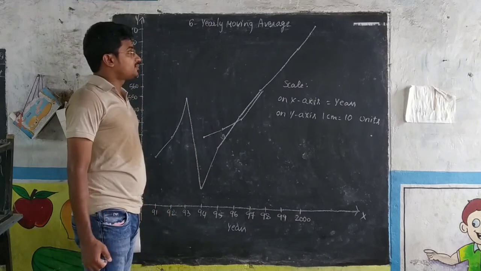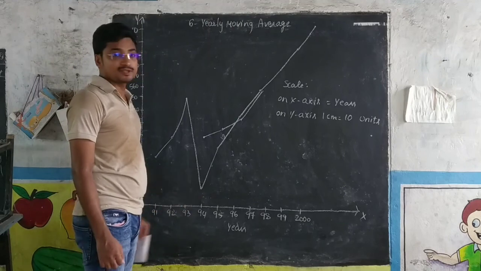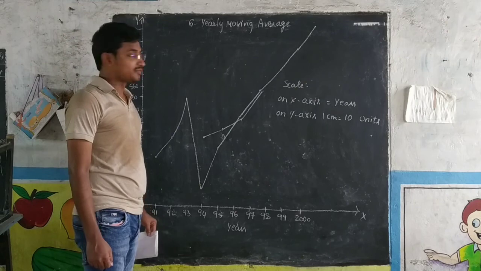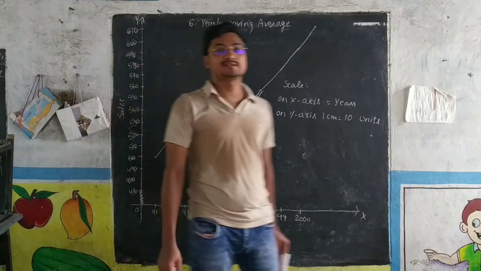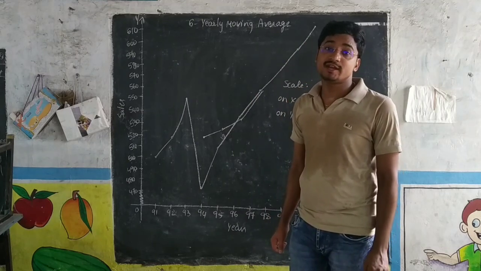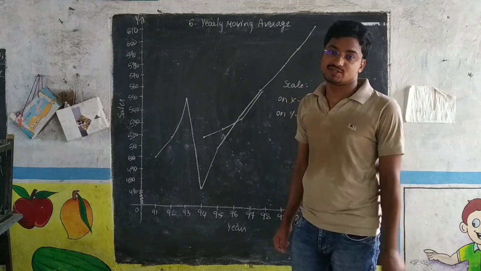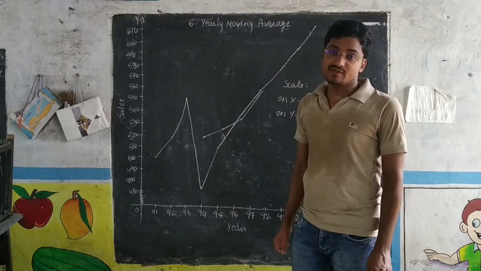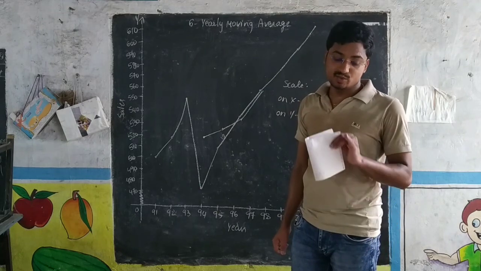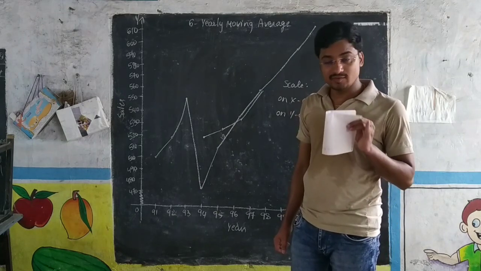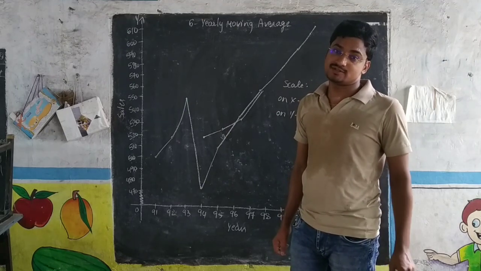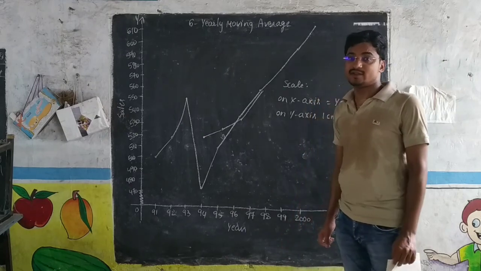The moving average concept is very important. Next, the last fourth concept is also very important. Today's class was completed. The last two methods are very important essay questions. There is the method of moving average, even yearly and odd yearly, both are important. And the fourth method is the method of least squares.